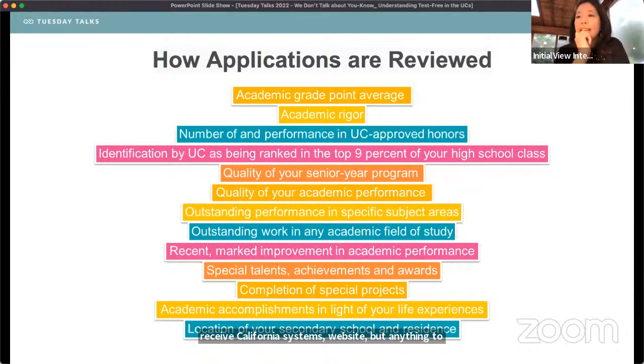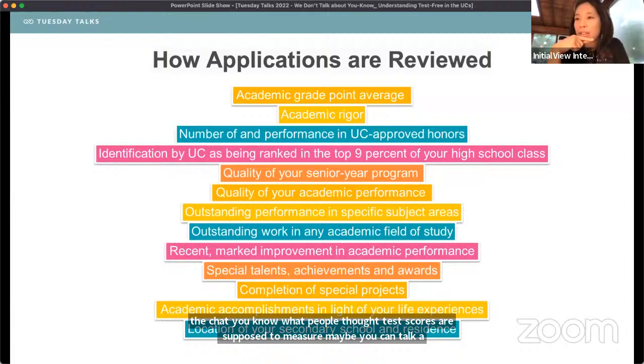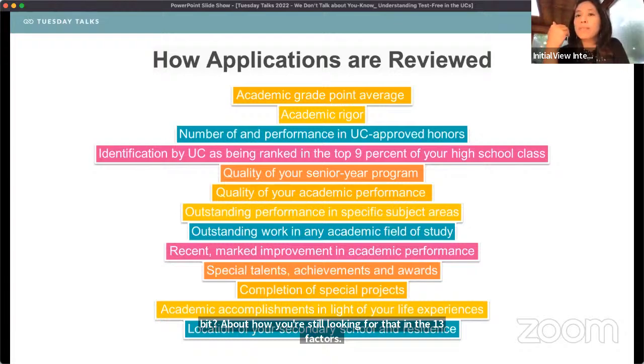but any things to highlight from these 13? And maybe even, San and B, if you want to, some of those comments early on in the chat, what people thought test scores are supposed to measure. Maybe you can talk a little bit about how you're still looking for that in the 13 factors, but how that comes across besides the test score.